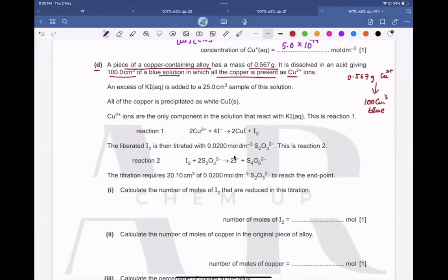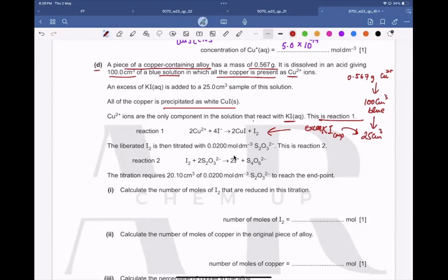Okay. An excess of potassium iodide is added to a 25 centimeter cube sample of this solution. So it means from this, 25 centimeter cube is taken out, and in this 25 centimeter cube, excess of potassium iodide has been added. And when this is added, this reaction would occur. Is this clear to all of you? And here they said that all of the copper is precipitated as white CuI. Copper 2 positive ions are the only components in the solution that react with potassium iodide. This is reaction 1. Okay.